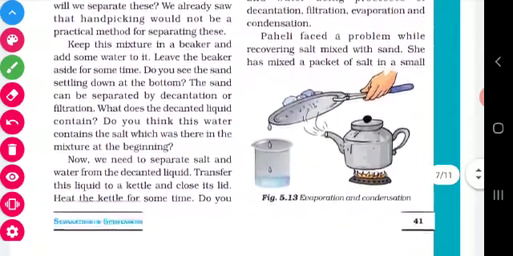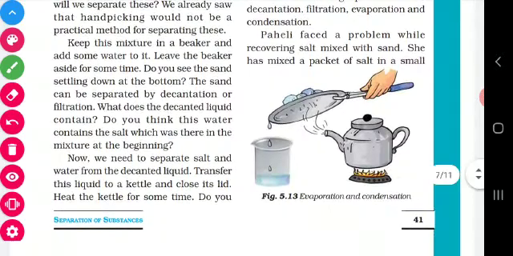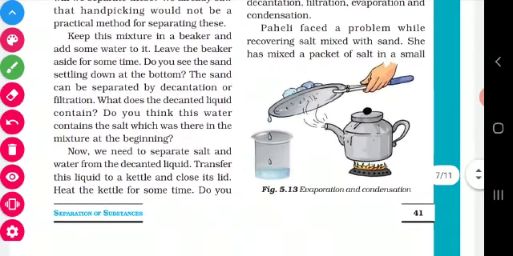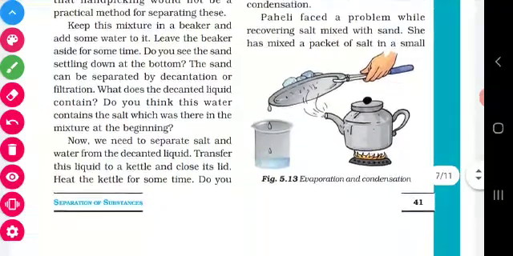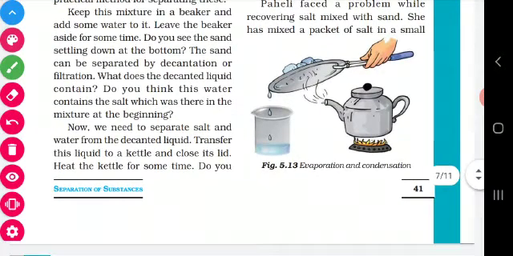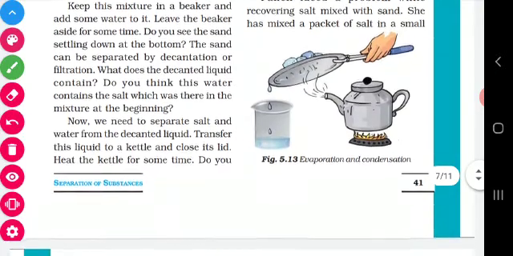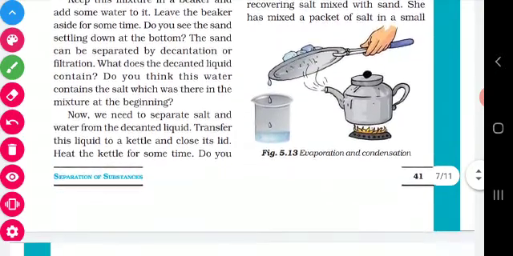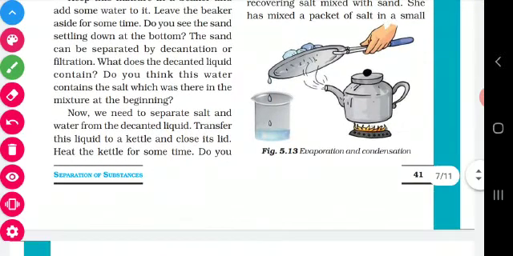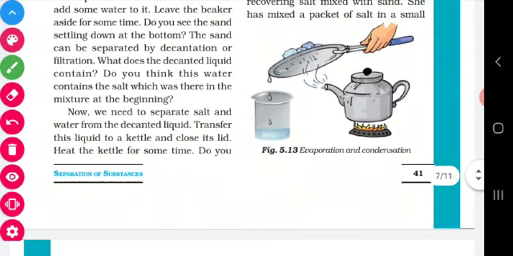Then what do we have to do? We have to carefully transfer the liquid into another beaker. That is, we have to do decantation. If decantation is not effective, we can do filtration also. We have seen decantation, filtration and sedimentation in the previous video. Isn't it, children? Now the sand is separated. The decanted liquid consists of 2 substances, water and salt.